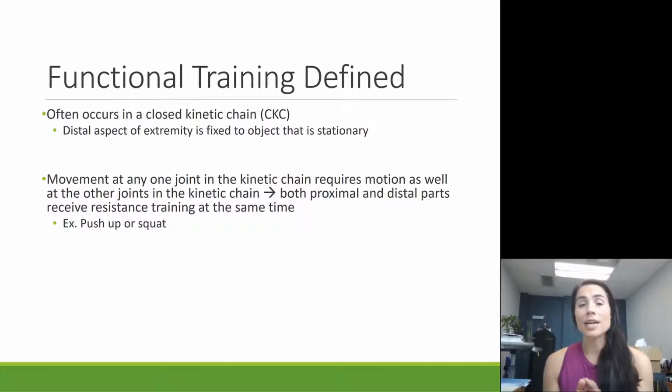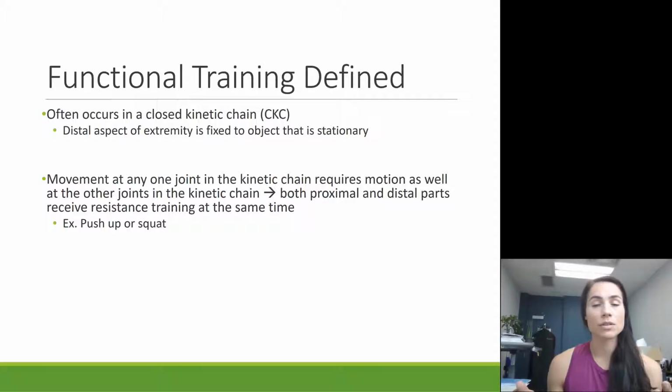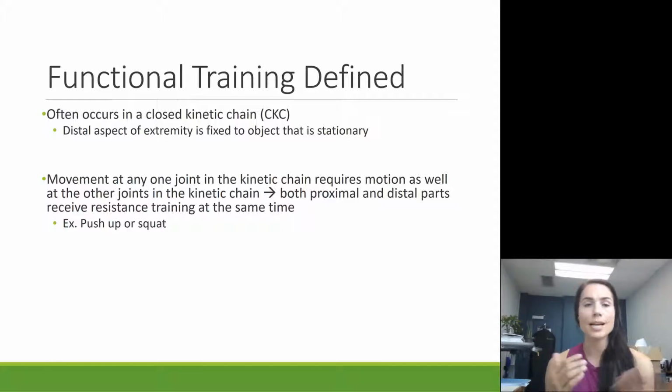And you can imagine why. When you compare a squat versus a leg extension, the squat is much more functional because in addition to having that contact with the ground, you're all of a sudden going to start using multiple joints rather than one joint. And that kind of leads you to that next point here, okay? So a movement at any one joint in the kinetic chain requires motion as well at the other joints in the kinetic chain. So again, a closed kinetic chain exercise, let's use the squat. When you squat, you are going to use multiple joints, okay? So you're using your ankle joint, your hip joint, and your knee joint, okay? You're bending all joints, but it requires you to use more muscles.